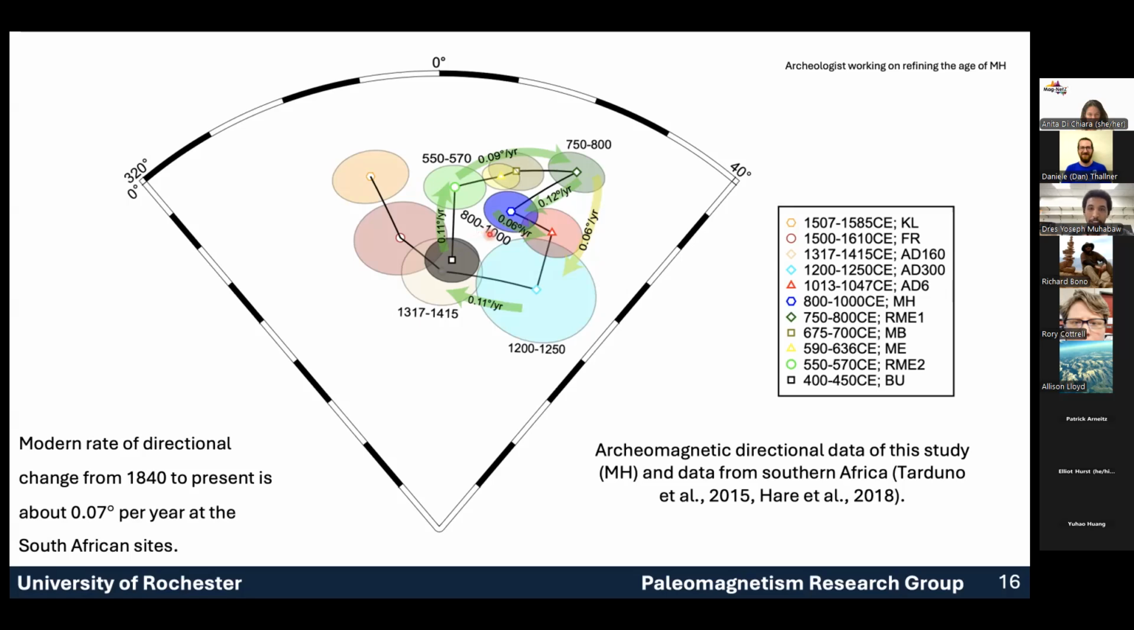a huge age range. So our collaborators, archaeologists, are working on this to have more refined ages for these MH samples so that we can have a clear loop that shows the behavior of the Earth's magnetic field in this region. And we keep working on this to have more advanced, more improved paths for this region.